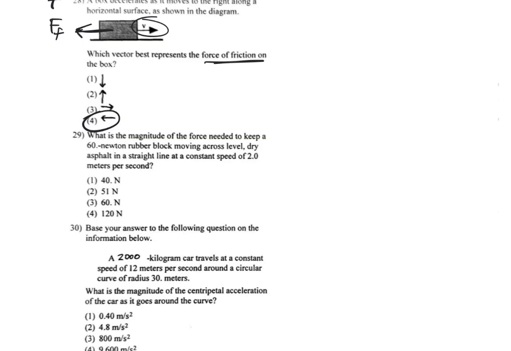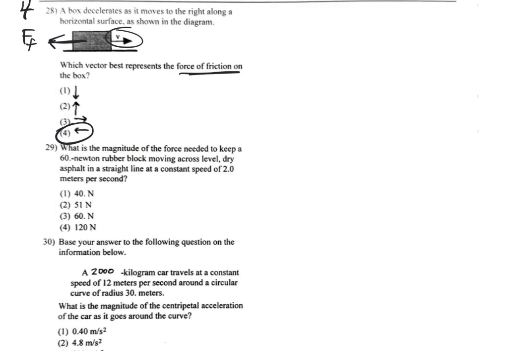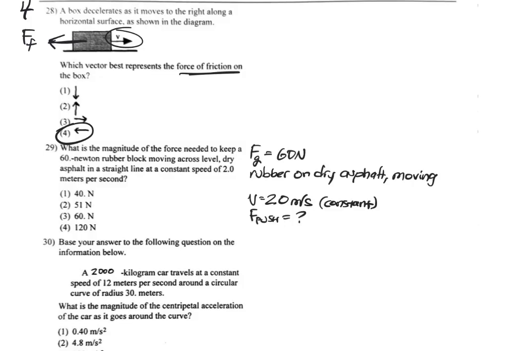Okay, 29. So this one actually has a calculation. Let's write down things that we know. We know the weight of the block. We know it's rubber on dry asphalt moving. We know its speed is 2 meters per second. It is a constant speed, and it wants to know what is the force needed to make that happen.